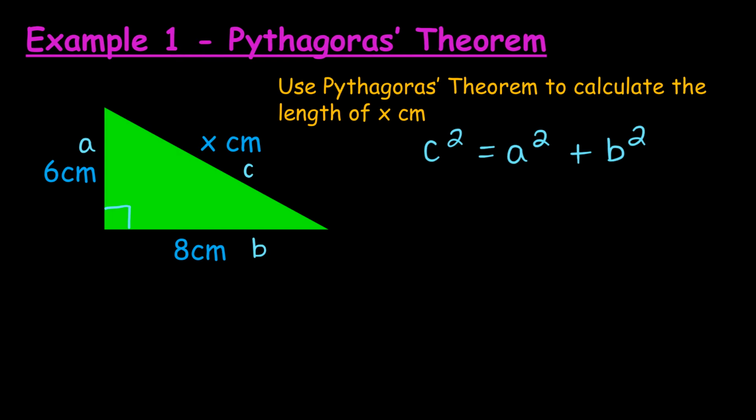So now we're going to replace the letters in the formula with the things that we know that are specific to our question. So instead of c squared, I'm going to write x squared, just because that's what's in the question. You don't have to do this if you don't want to. You can just keep it as c squared. And then a squared is 6 squared, and b squared is 8 squared. So in your calculator, you're just going to type this entire row in one go.